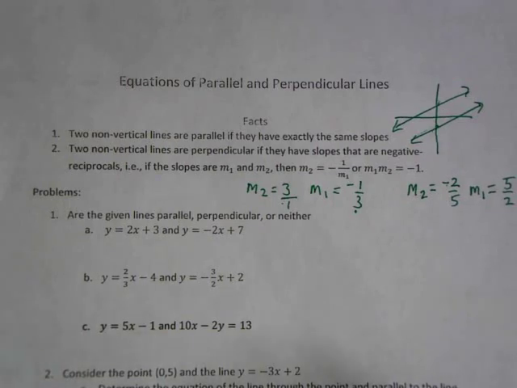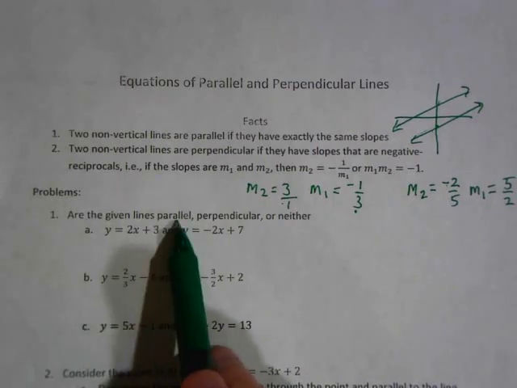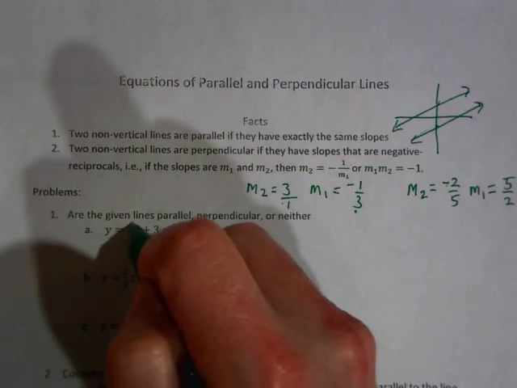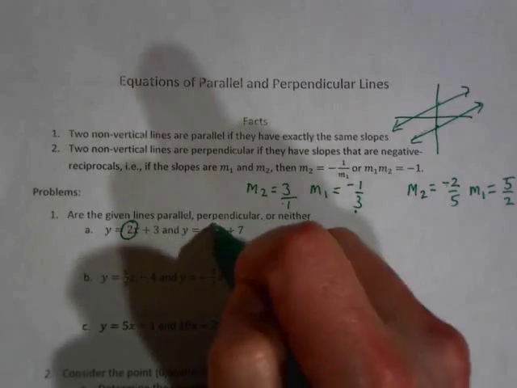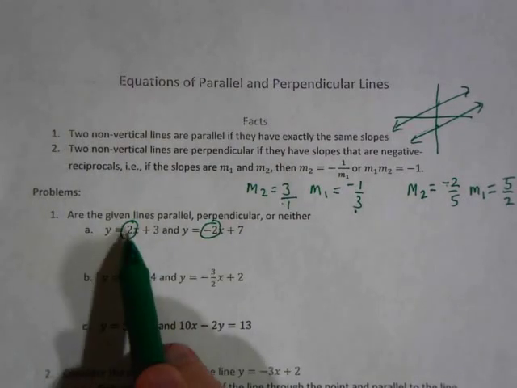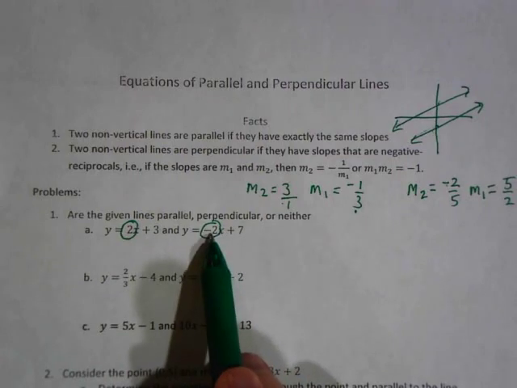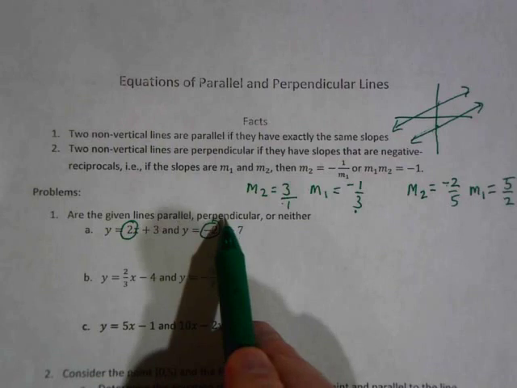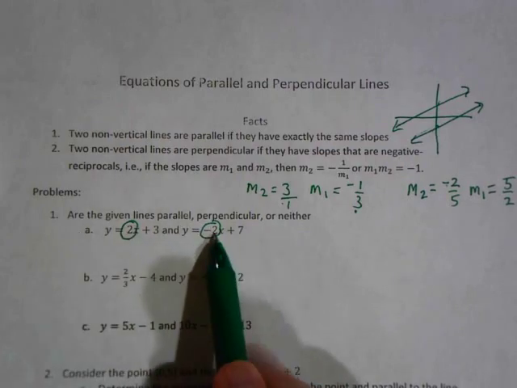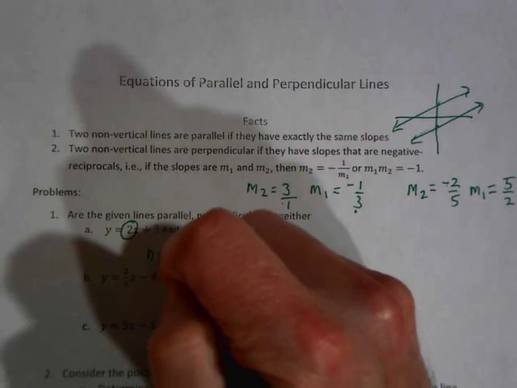Okay, so our first question is, are the given lines parallel, perpendicular, or neither? Well, to tell, we look at the slopes. The slope of this one is 2, and the slope of that one is negative 2. The slopes are different. Since this one's 2 and this one's negative 2, they're not parallel. To be parallel, they have to be the same slope. And I also think they're not perpendicular, because if this one's 2, then to be negative reciprocal, that one would have to be negative 1/2. So this one is a neither.